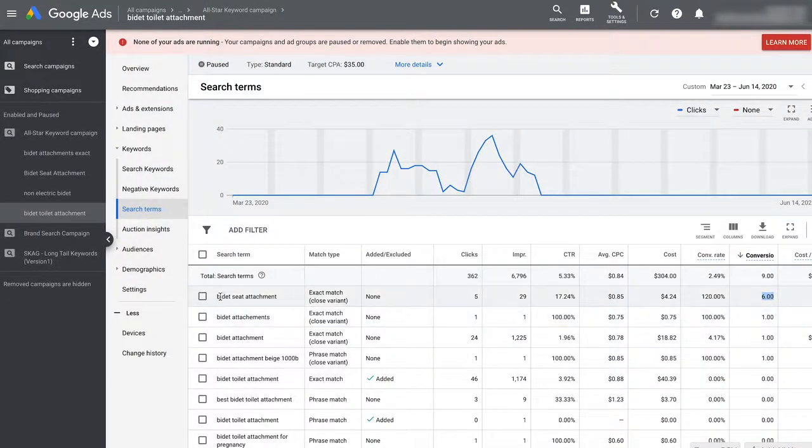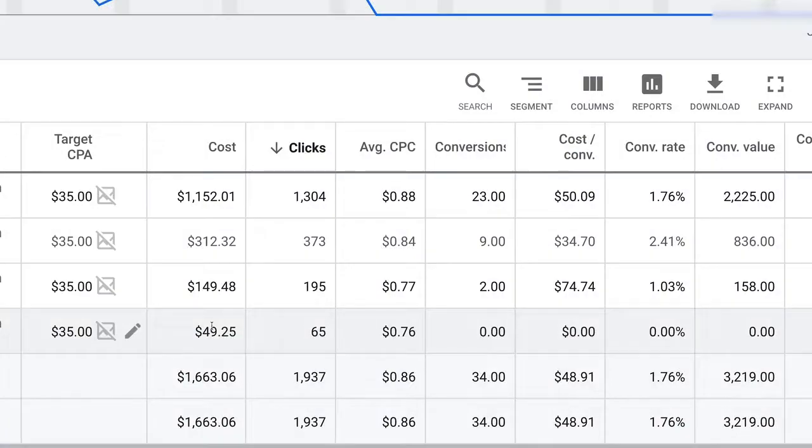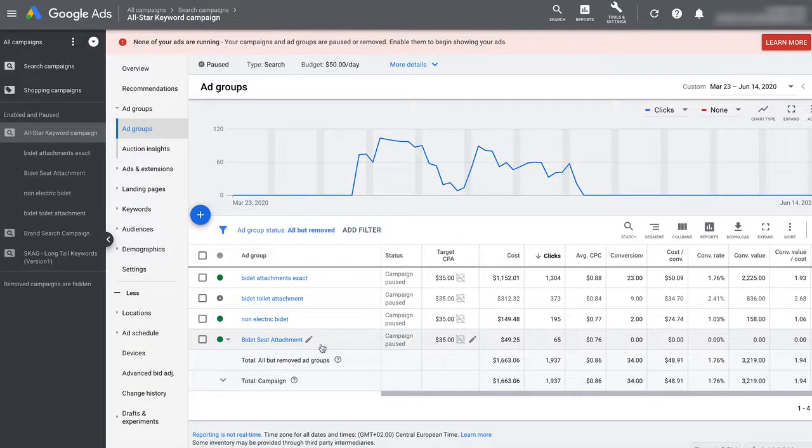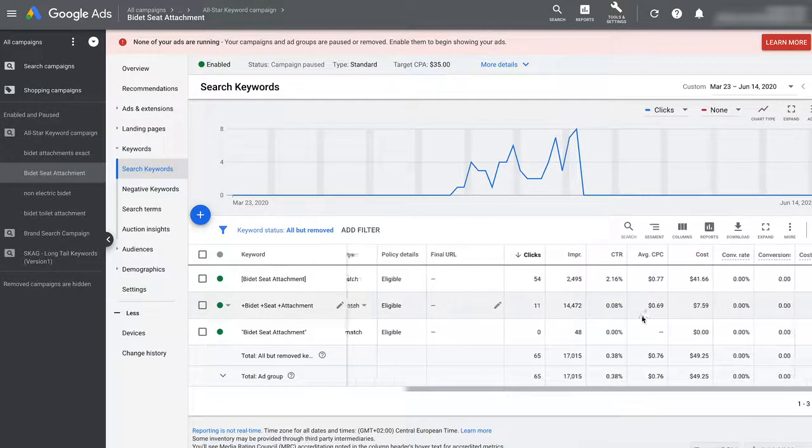So I would have actually broken this off. Let's see if you did do that. Maybe you did. Let's see. So we're gonna go to your ad groups. We're gonna say bidet, you did. Bidet seat attachment, but you let this run, $49 spent. See, you didn't spend enough on this one. This is definitely, like, there's definitely some type of winner here.